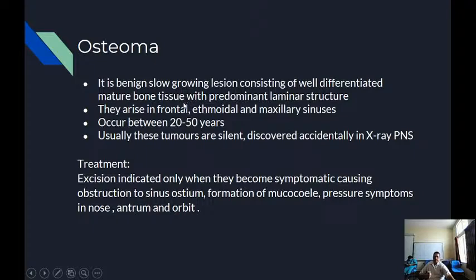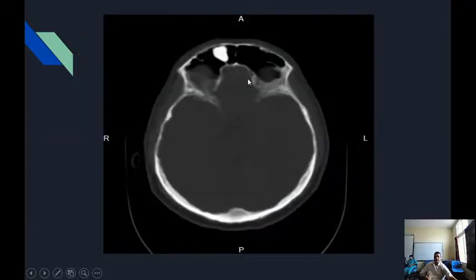So when there is no symptom associated with that, you don't need to do anything. But when there is an obstruction to the sinus outflow, which is leading to the infection of the sinuses and sinusitis, giving rise to headaches, then that is the time we need to remove these bones. The excision is the treatment of choice, and these are the ones which are, as I told you, accidentally seen when some X-ray was done for the sake of some other problem with which the patient comes to you.